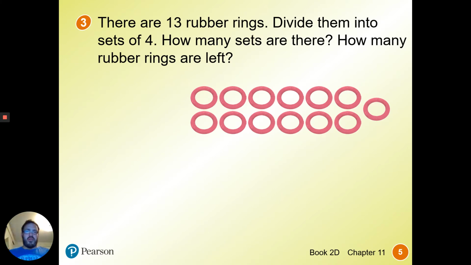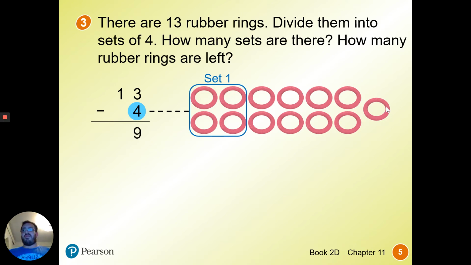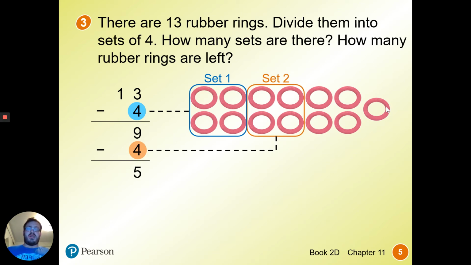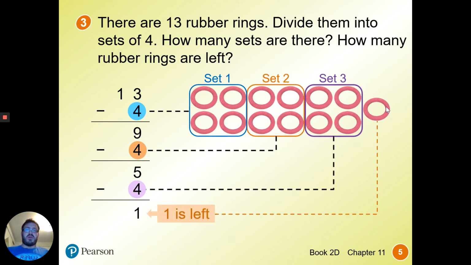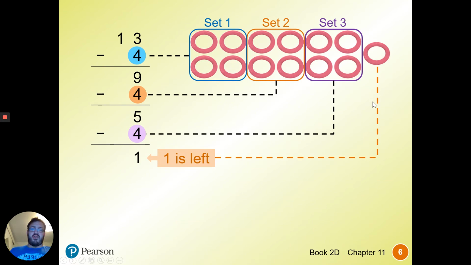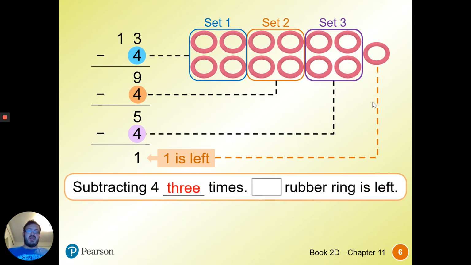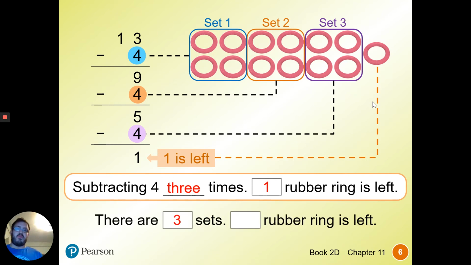Okay, so now we've got 13 rubber rings, and we're dividing them into sets of 4. So we've got a good idea that we're going to have one spare. We do our first subtraction, minusing 1 set, and our second subtraction, our second set, and our third subtraction, our third set, which gives us a remainder of 1. We can no longer complete a full set of 4, so we know that this 1 is just left over. So we subtract 4 3 times, and there's 1 rubber ring left. So it's 3 sets and 1 rubber ring.